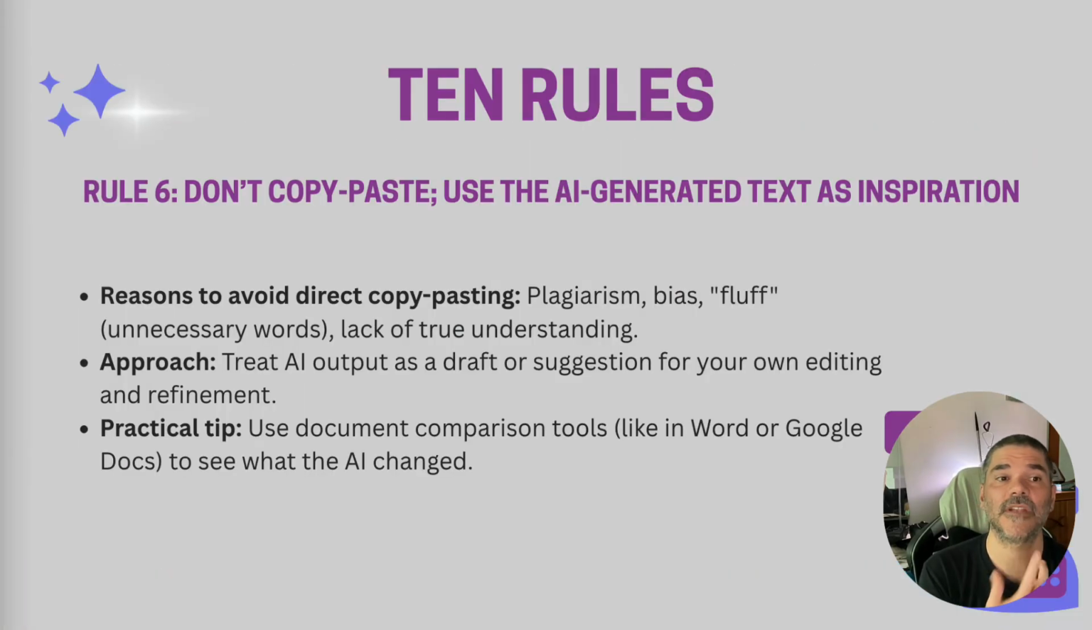Carrying on to rule number 6. Don't copy-paste immediately into your proposal. Read through the AI-generated text and use it as an inspiration, because there's a lot of plagiarism, a lot of bias, a lot of fluff and unnecessary words. And remember, this is an AI that is using predictive text, so it doesn't really understand what you are trying to do or what the aim of the grant writing proposal is for. Treat the AI as a draft or a suggestion for your own editing and refinement.